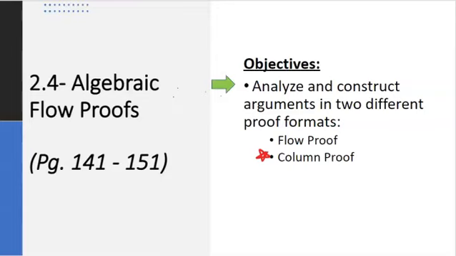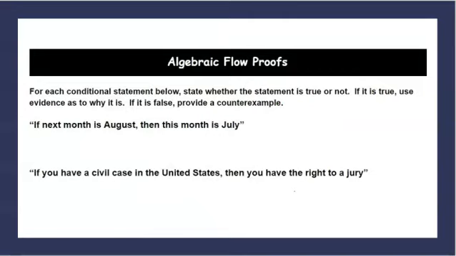Let's take a look at some examples of non-related geometry, not even math related at all, to get the idea of what kind of deductive reasoning we need to show that these are true conditional statements. So let's look at those first two examples. For each conditional statement below, state whether the statement is true or false. If it is true, use evidence as to why it is. If it is false, provide a counterexample.